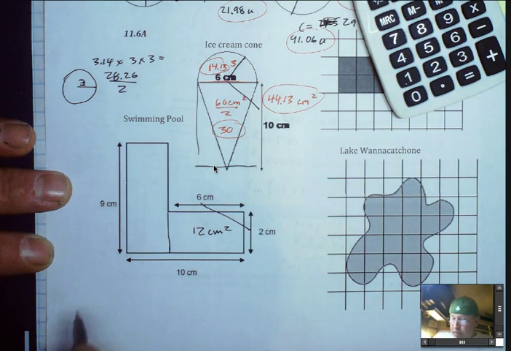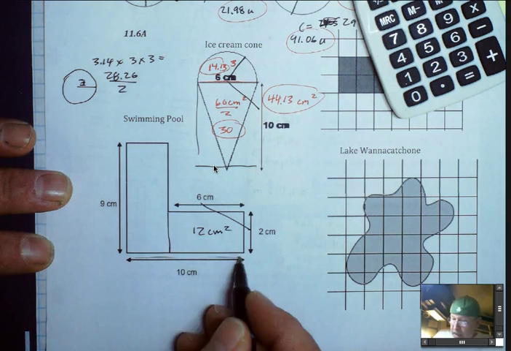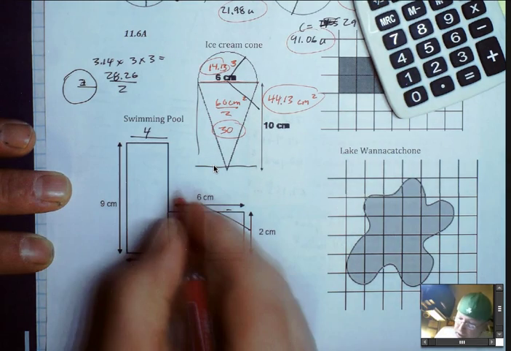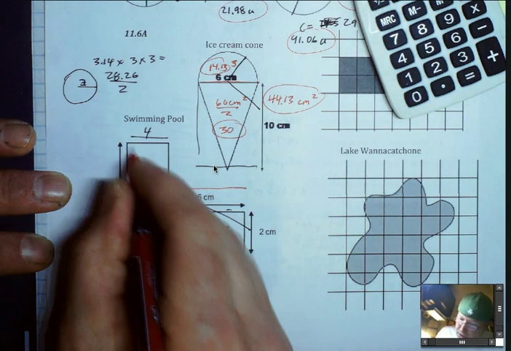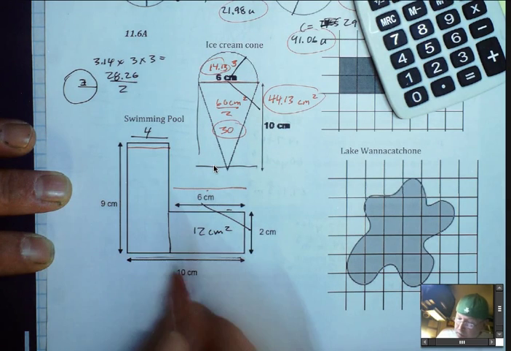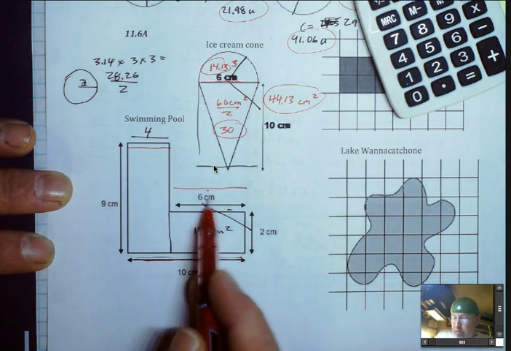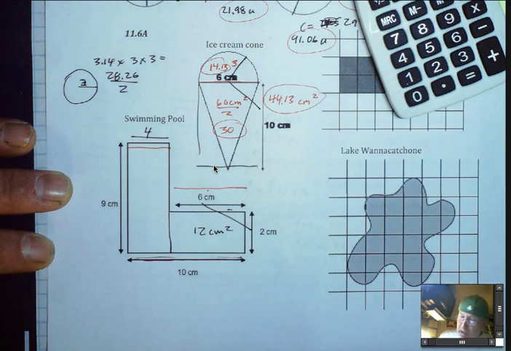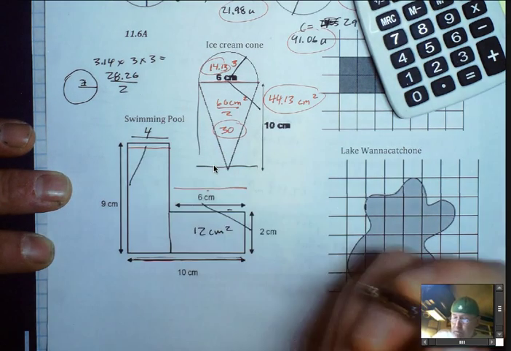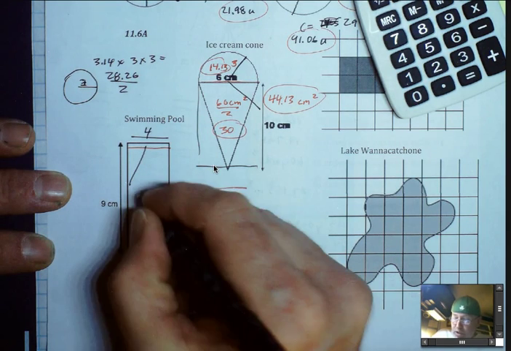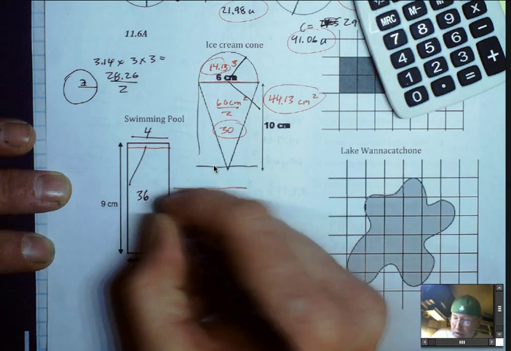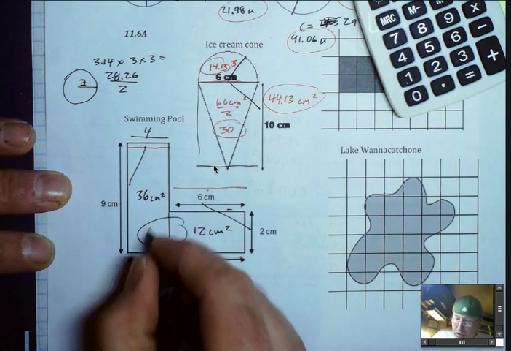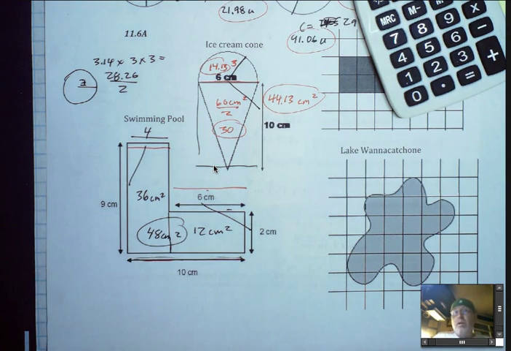This one here is going to be a little bit different. If this measurement is 10 and this is 6, this measurement up here has to be 4. Let me show you how that works. Here's a 6 centimeter line and here's a 4 centimeter line. These two lines together will be equal to this red line down here, 10. So 6 plus something is going to equal 10. 6 plus 4. So we know that this is 4 and this is 9. So if we just multiply 9 times 4 together, we'll get the area of that rectangle, which is 36 centimeters squared. And you put those guys both together, and so the area is going to be 48 centimeters squared. Okay?